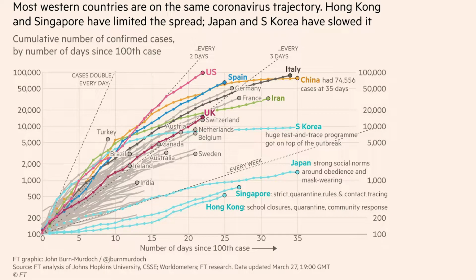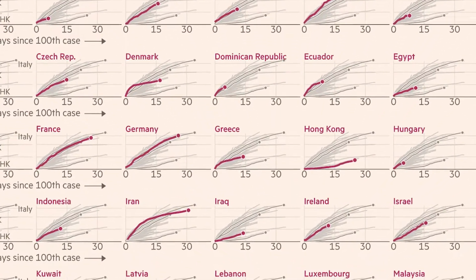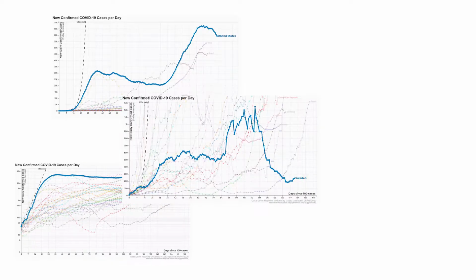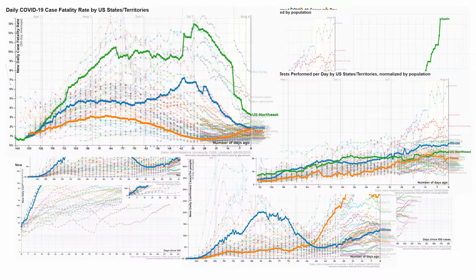I saw this visualization from the Financial Times. It was amazing, but it was static. To show the spread of the coronavirus in various different countries, the Financial Times had to create dozens of individual graphs to show each country. I wanted more. I wanted to nerd out with this data, so I created an interactive data-forward visualization of COVID-19.